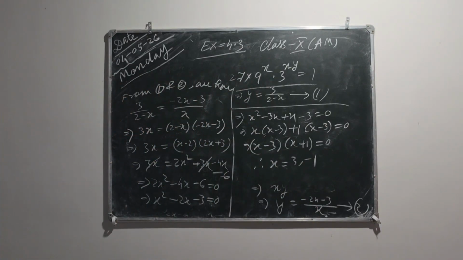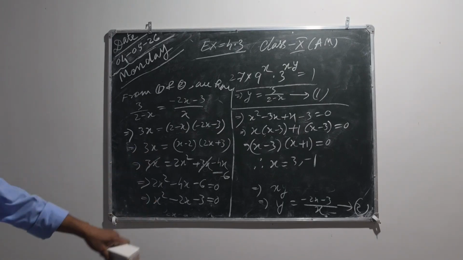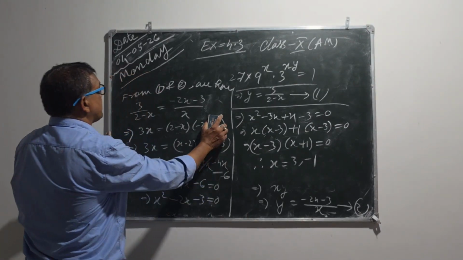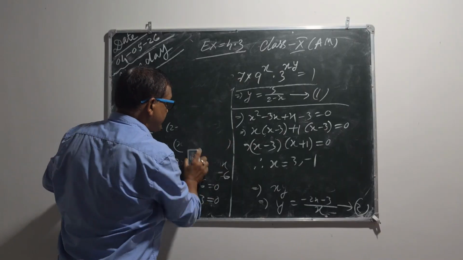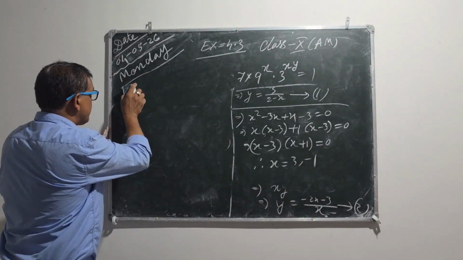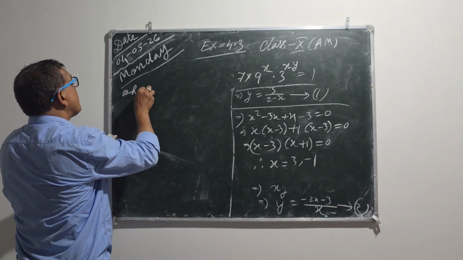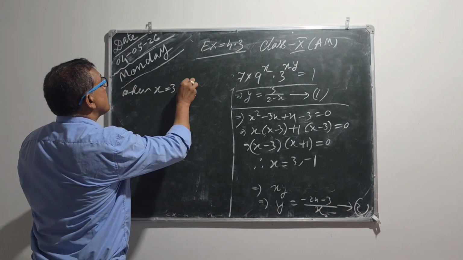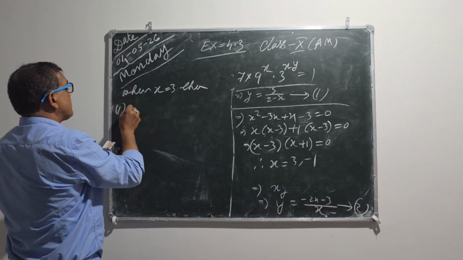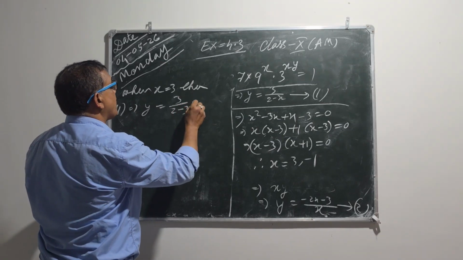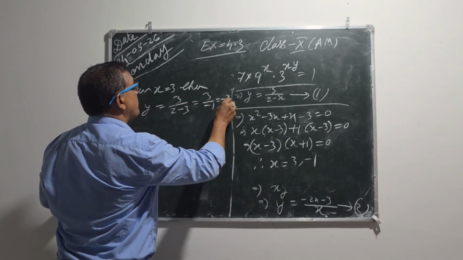If x minus 3 equal to 0, it means x equal to 3. X plus 1 equal to 0 means x equal to minus 1. So there are two values of x, one is 3 and another one is minus 1. So the two values of y will be what? Let us see. When x equal to 3, then from 1, y equal to 3 divided by 2 minus 3. Finally it is 3 divided by minus 1. Finally it will be minus 2.